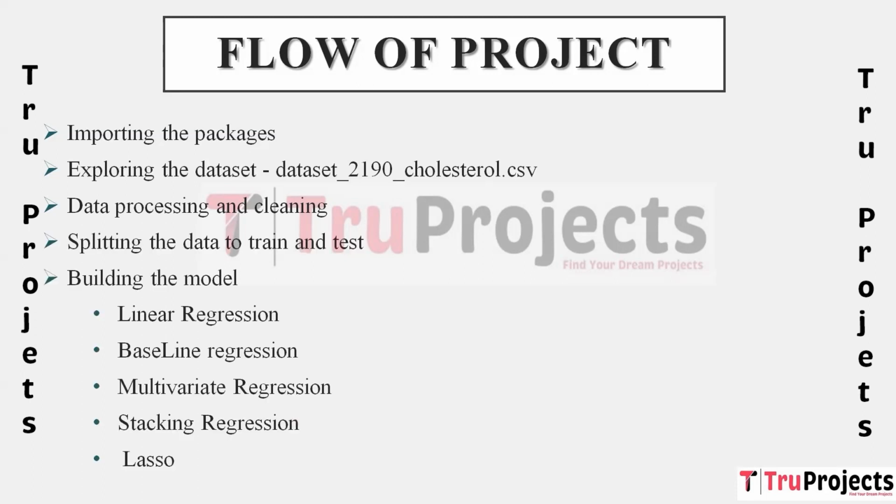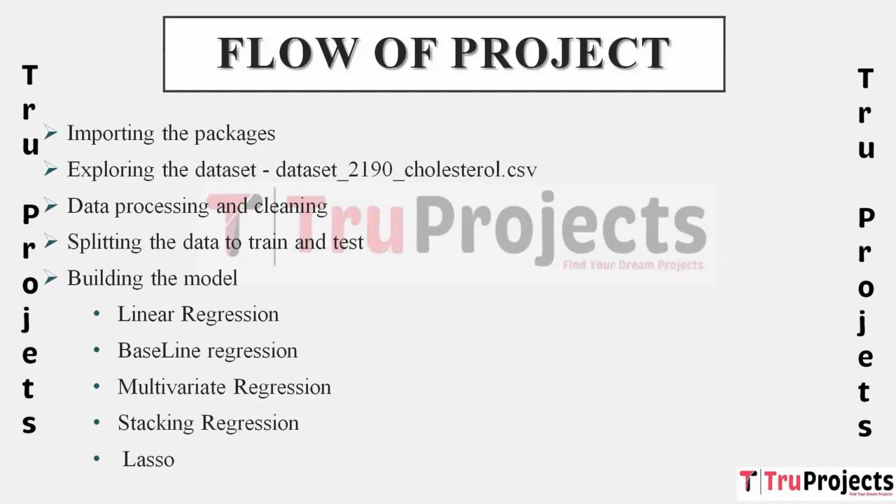Splitting the data to train and test. After data preparation, the dataset is divided into two subsets, the training set and the testing set. The training set is used to train machine learning models, while the testing set is reserved for evaluating model performance. This split allows for assessing how well the models generalize to unseen data, helping to avoid overfitting.